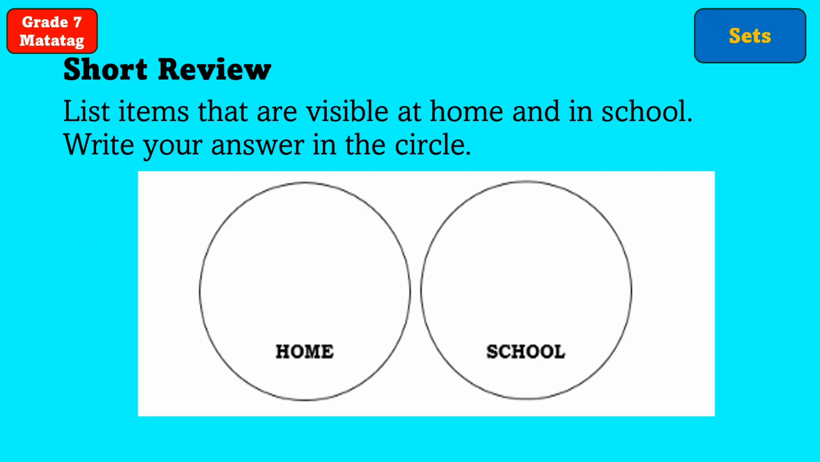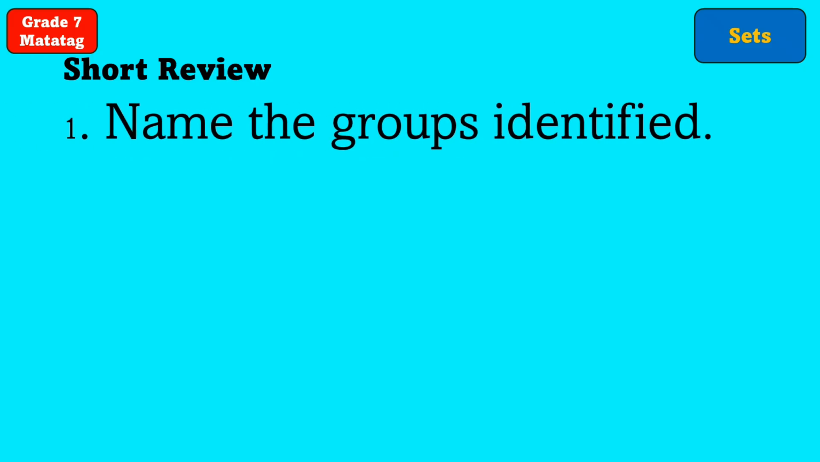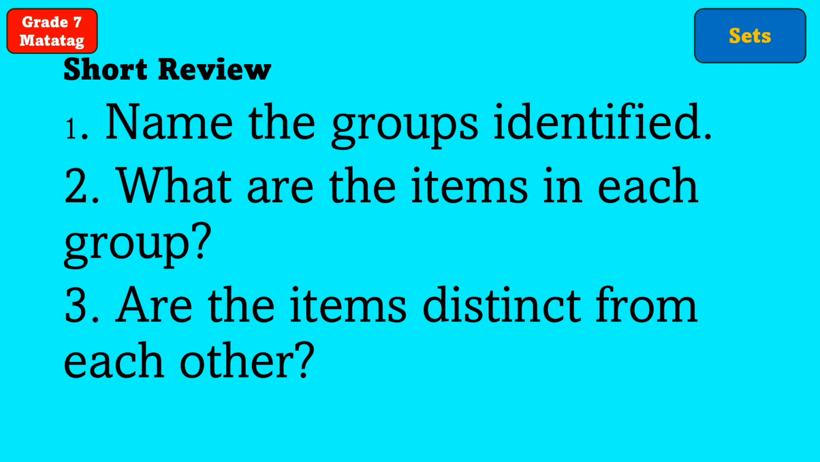Let's start with a quick activity. Grab a notebook and pen. List items that are visible at home and in school. Write your answers in the circles and pause the video. Okay? Grab your notebook. With your answers, I want you to answer these questions. What groups did you identify? What are the items in each group? Are the items distinct from each other? Pause the video.